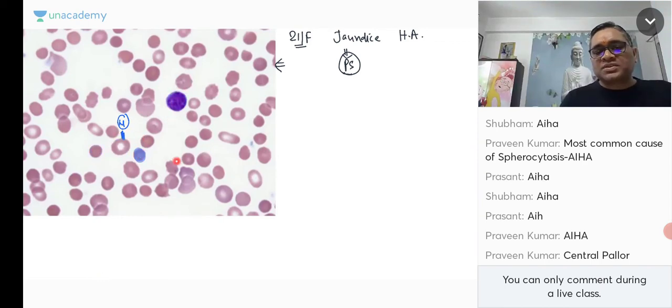Can you see this? Can you see all these cells? How are these cells, larger or smaller? Shubham, can you tell me? Larger or smaller?